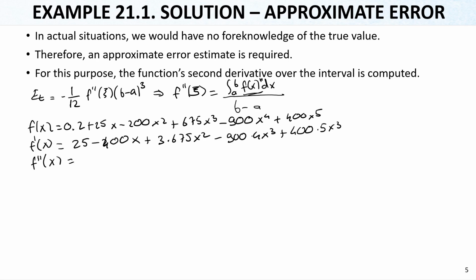So take it, it's minus 400 plus 3 times 2 times 675, which is actually 4050x, minus 3 times 4 times 900, which becomes 10,800x squared, plus 400 times 5 times 4, actually this is 4, then the result is 8,000x cubed.